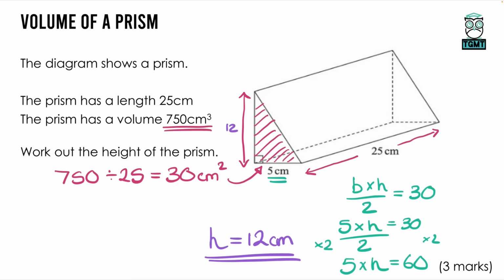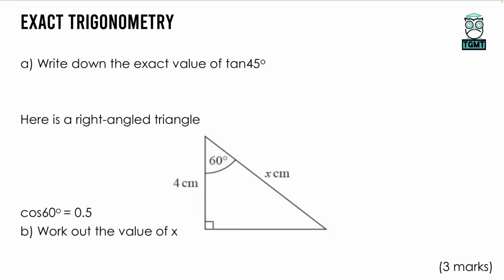So there we go. That was a sort of reverse volume of a prism, where we are working out the area of the cross-section, just making sure you know that the volume of any prism is the area of the cross-section multiplied by the length that it goes through the shape. Okay, so in this question we have some exact trigonometry.